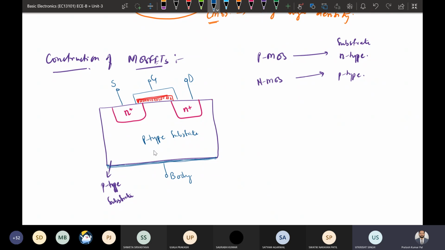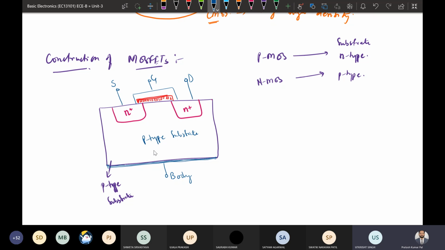So n type region is there, here n type region is there. So here electrons are in majority, here also electrons are in majority. So as we are going to apply the gate terminal that is of positive voltage, or like we are going to forward bias this region, then it is going to attract the electrons here. So as electrons are attracted, there will be accumulation of electrons that will be forming the channel region.